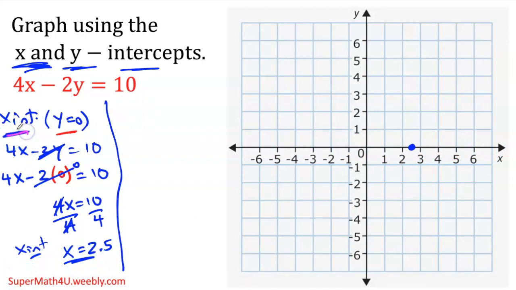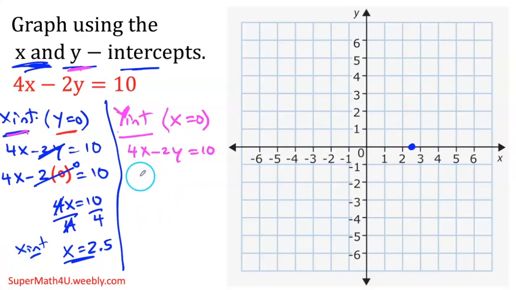My second point will be using the y-intercept. So I'm going to find the y-intercept. To find the y-intercept, I make my other variable 0. The other variable is the x, right? I have x and y. So if I'm looking for the y-intercept, I make the x 0. Bring down the equation: 4x minus 2y equals 10. And instead of the x, I put a 0 right there. So I have 4 times 0 minus 2y equals 10. But we know already that 4 times 0 is going to give me 0. That's going to cancel out.